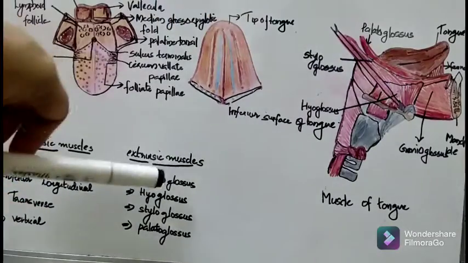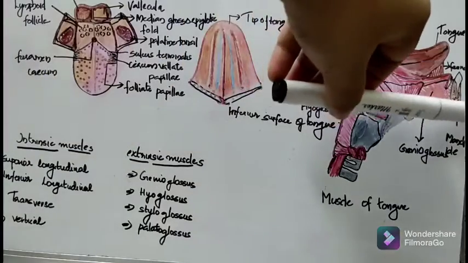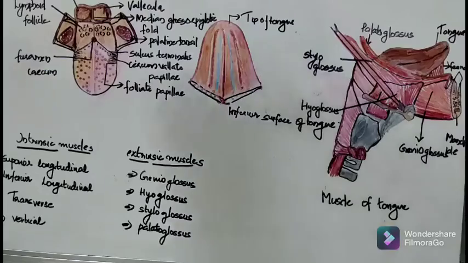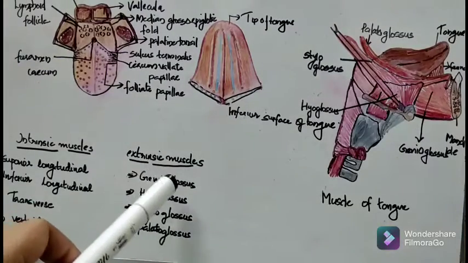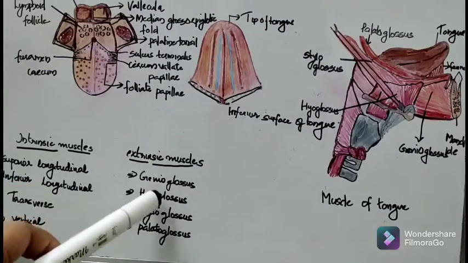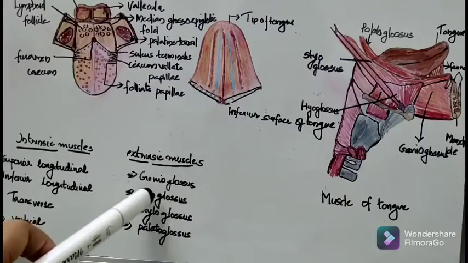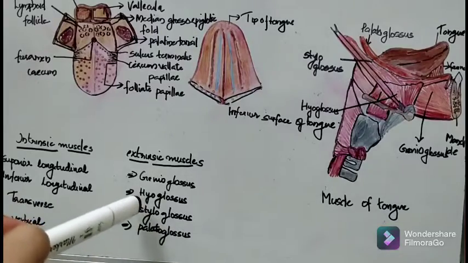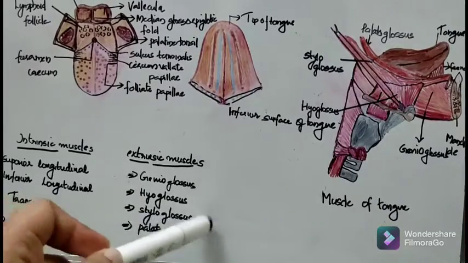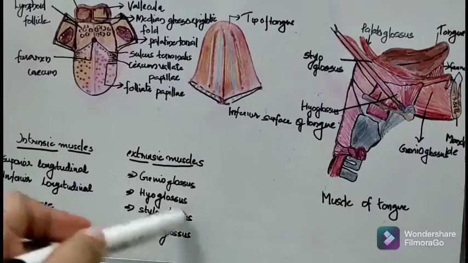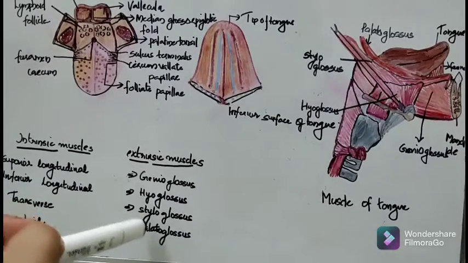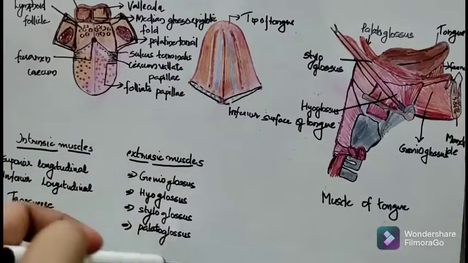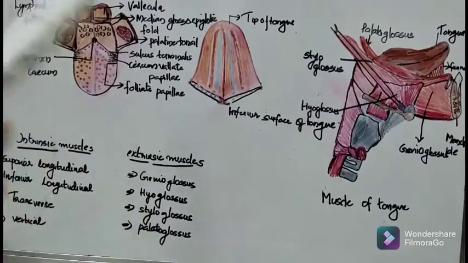Glossus means tongue. Genio means the genioglossus attaches the mandible and the tongue. Hyoglossus attaches the hyoid bone and the tongue. Next is the styloglossus. Styloglossus attaches the styloid process to the tongue. Next is the palatoglossus. It attaches the palate, that is the soft palate, to the tongue. So from that it got its name.